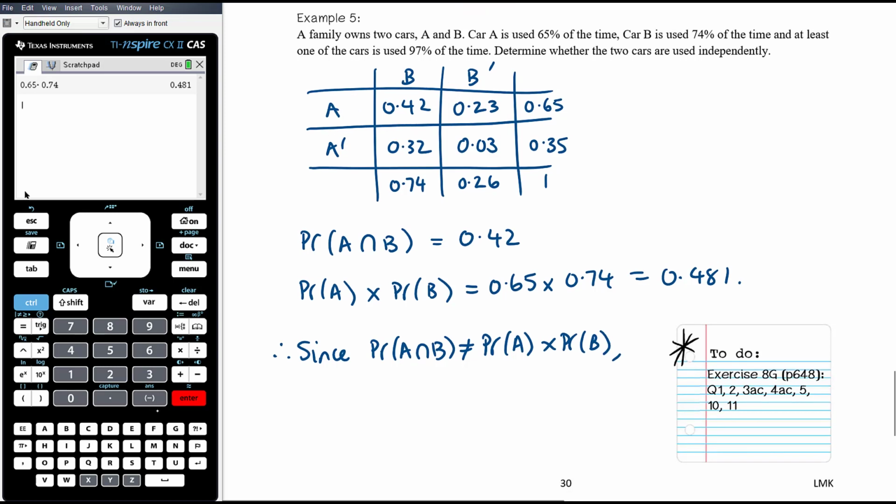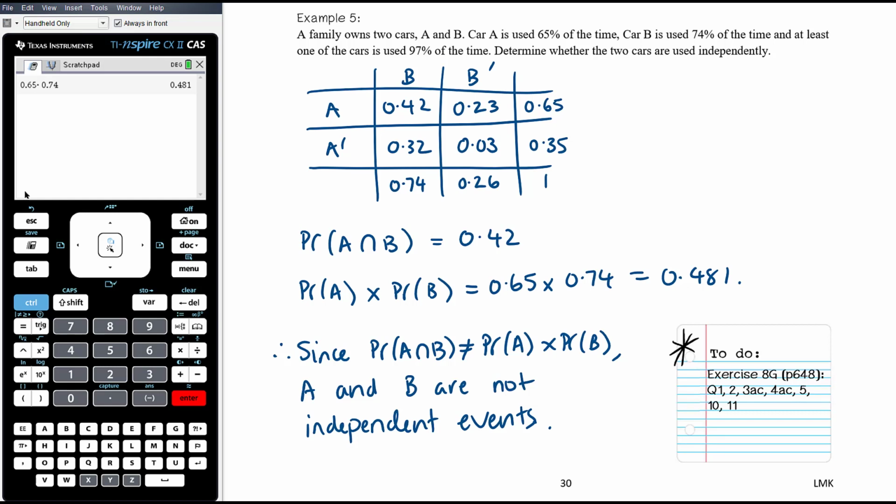A and B are not independent events. Didn't give you many examples here where they are. My apologies. Are not independent events. Again, it would only take slight changes in the numbers to get independence happening. So you are looking to check this.